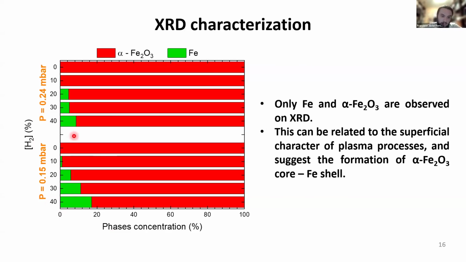This is consistent with what was expected, and we think that in this case, since the plasma is a very superficial effect, maybe we are only able to reduce the surface of the nanoparticles. Maybe we have a shell of iron and a core of hematite. We are only able to reduce the surface of the nanoparticles, and this explains why we don't see any magnetite. We only see the hematite and the completely reduced iron.